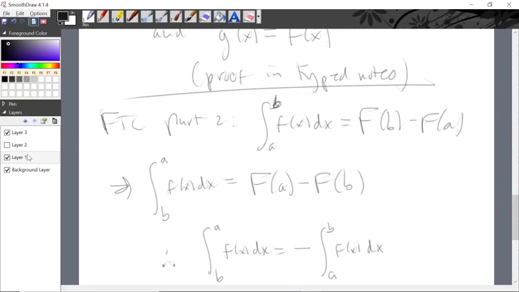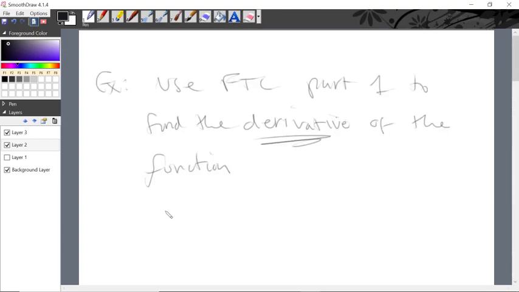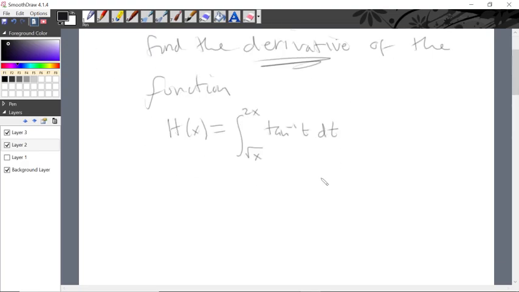Okay. All right, let's try another one like that. Using part 1 of the fundamental theorem of calculus, find the derivative of the following function. So I have big H of x equal to the integral from root x to 2x of the arctangent of t dt. Let's say the lower bound is u of x, some function of x, and the upper bound is another function of x. We want to find the derivative of this function. That is, what is h prime of x?